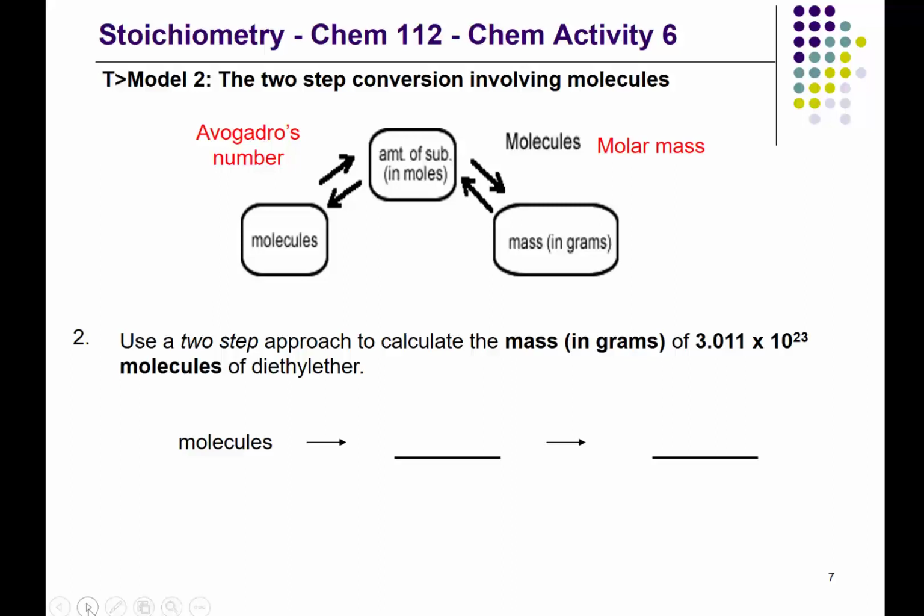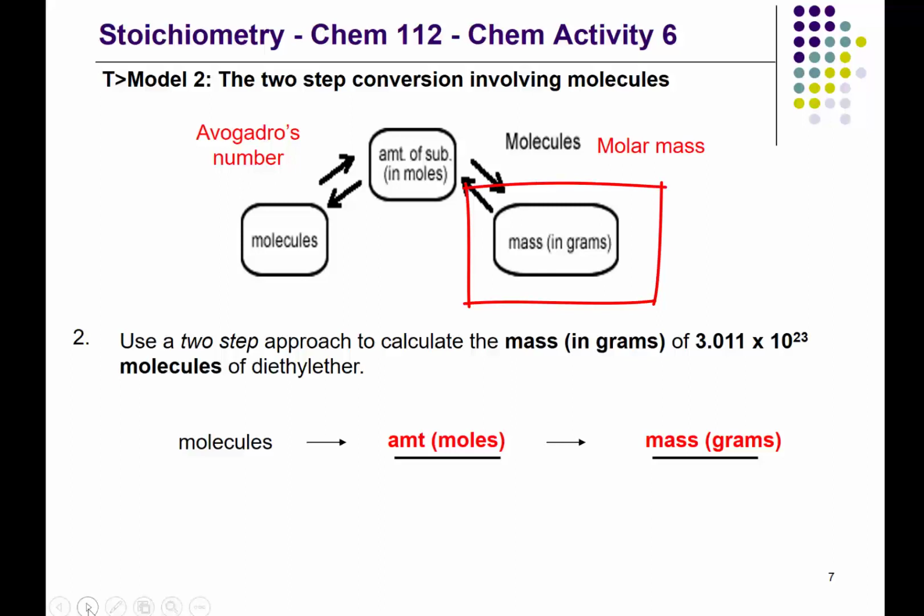So let's look at the key question number 2, where it says use a two-step approach to calculate the mass in grams of 3.011 times 10 to the 23 molecules of diethyl ether. So in this chart, we're starting with the number of molecules, and we can see in terms of a unit plan that we first of all need to convert the molecules to the amount of substance in moles. And then once we know the amount of substance, and if we know the molar mass, which we just calculated, we can determine the mass in grams.